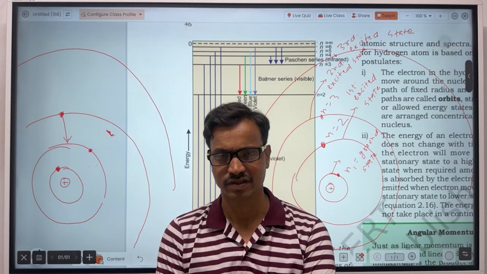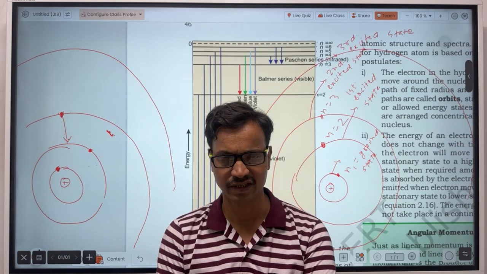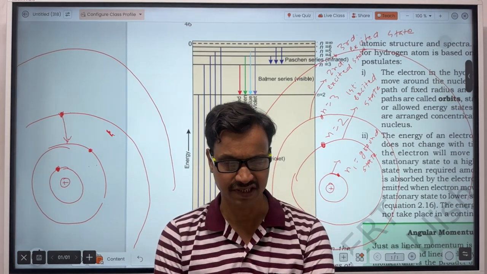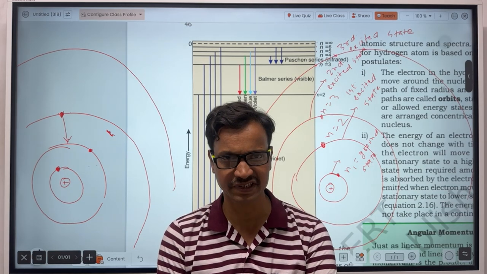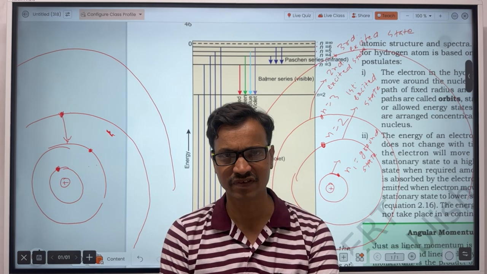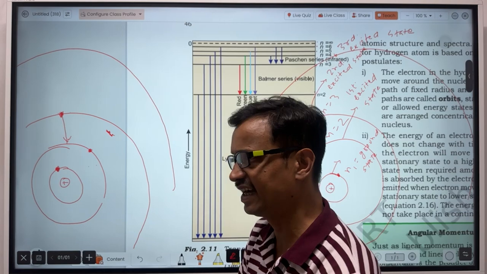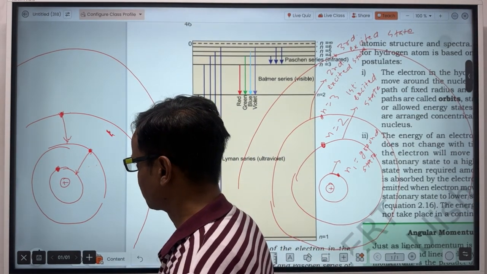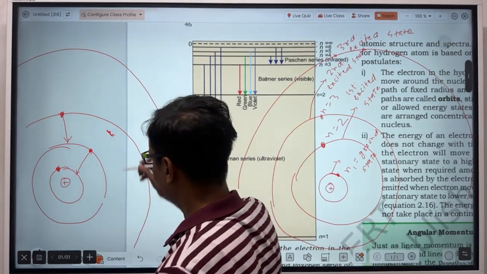When the electron falls from a higher energy level to a lower energy level, it will release energy in the form of electromagnetic radiation. That means since the energy of the electron decreases, the remaining amount of energy is released in the form of electromagnetic radiation. Now it is obvious that when the electron falls from n equal to 2 to n equal to 1, a small amount of energy will be released.